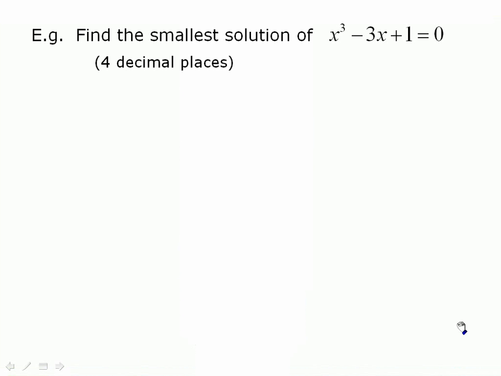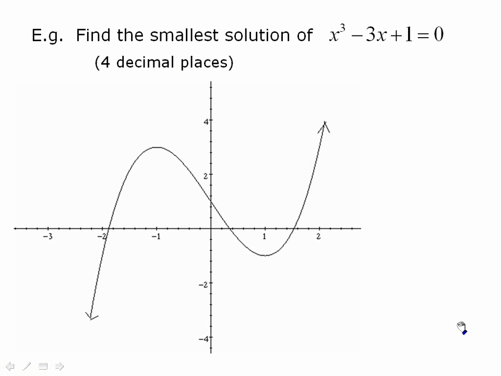So the next example: find the smallest solution of x cubed minus 3x plus 1 is equal to 0 to 4 decimal places. Usually I'll ask for 4, but you can go for as many as is required. And if you graphed it, this is what you get. So you put it in the graphing context, and f at x is equal to x cubed minus 3x plus 1. So the derivative, f prime at x, would be equal to 3x squared minus 3.